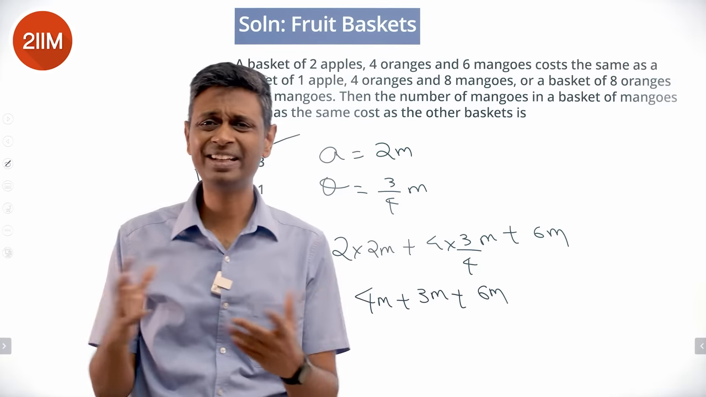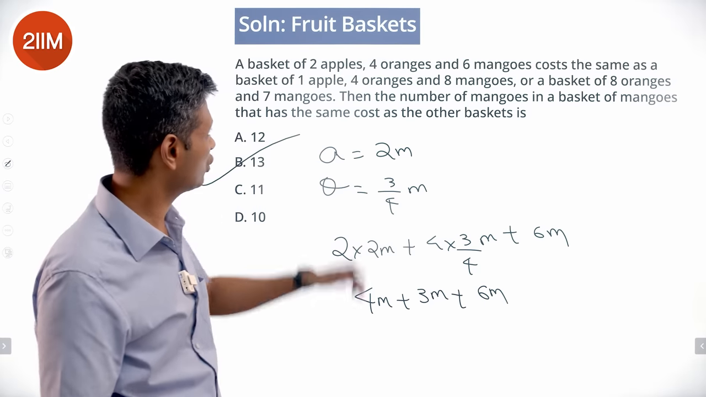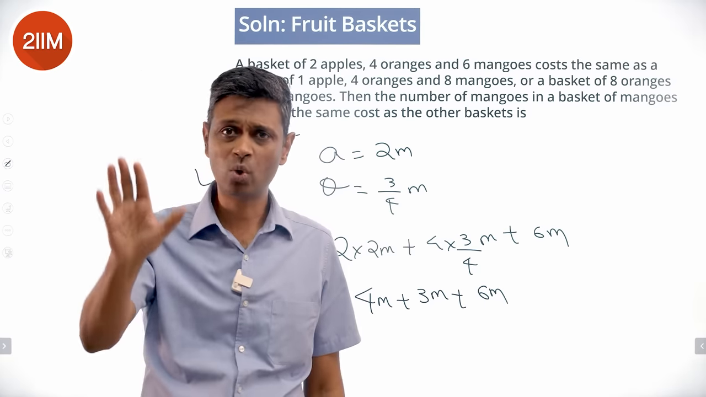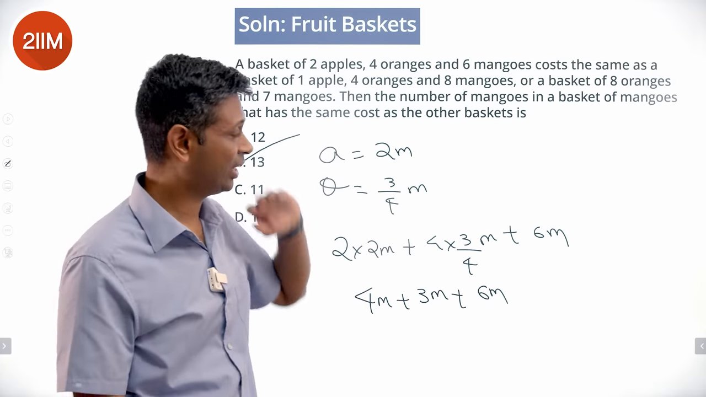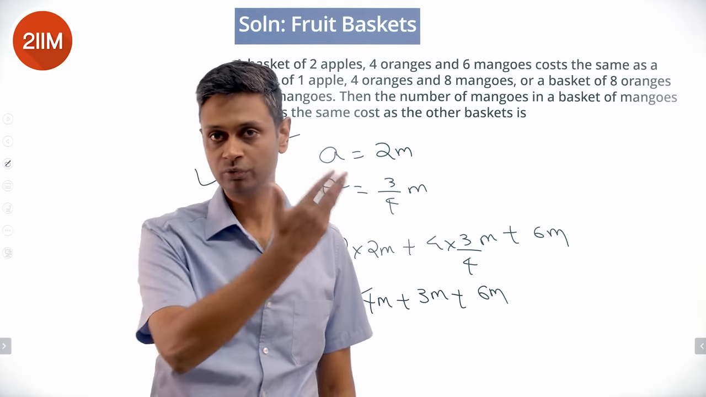Simple kind of dealing with linear equation. There's 4 oranges in 2 of these. Knock that off. Oranges go off. We have an equation in apples and mangoes. Get apples in terms of mangoes. Plug that in the next one. Get everything in terms of mangoes. We are through.